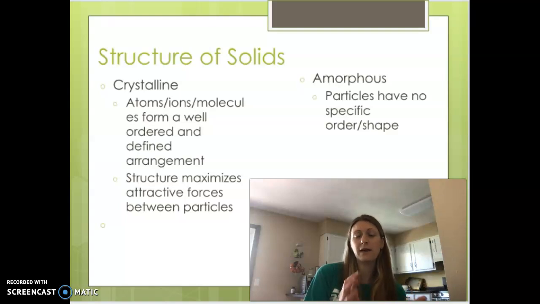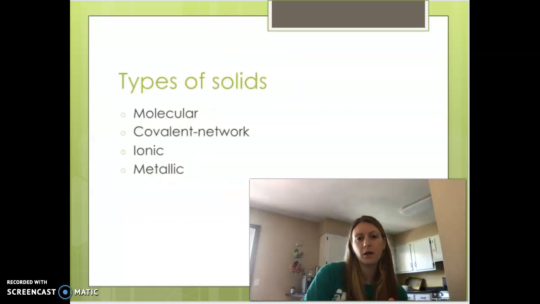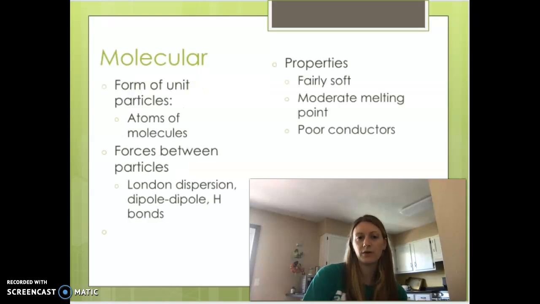Amorphous is when the particles have no specific shape or order to them. So we've got a bunch of different types of solid: molecular, covalent network, ionic, and metallic. Well, that's what we're going to go over now. So for molecular solids, the tiniest unit of matter is going to be the atoms or molecules.